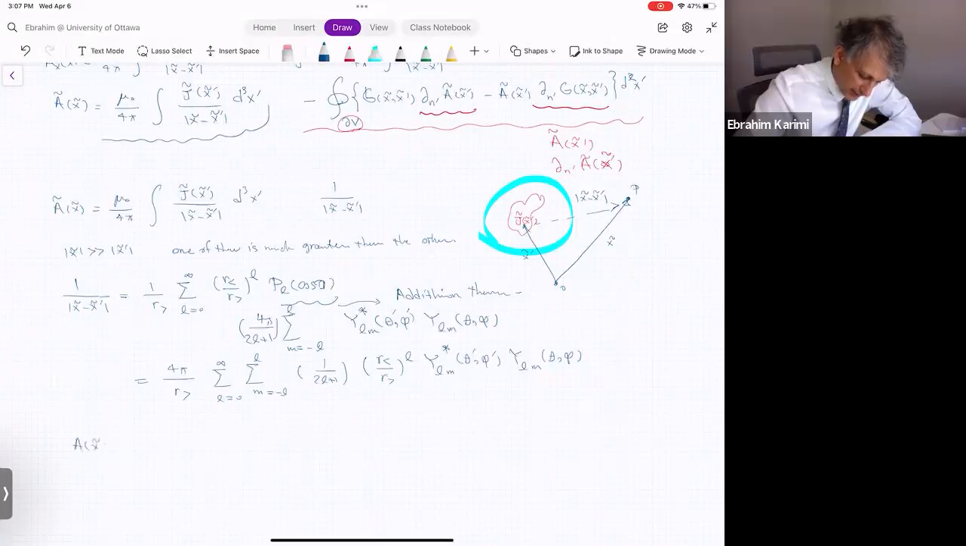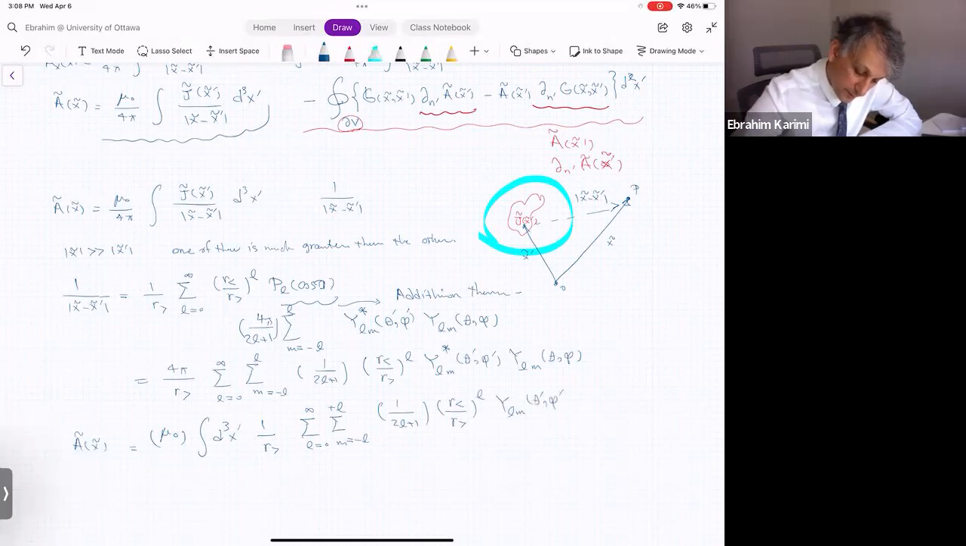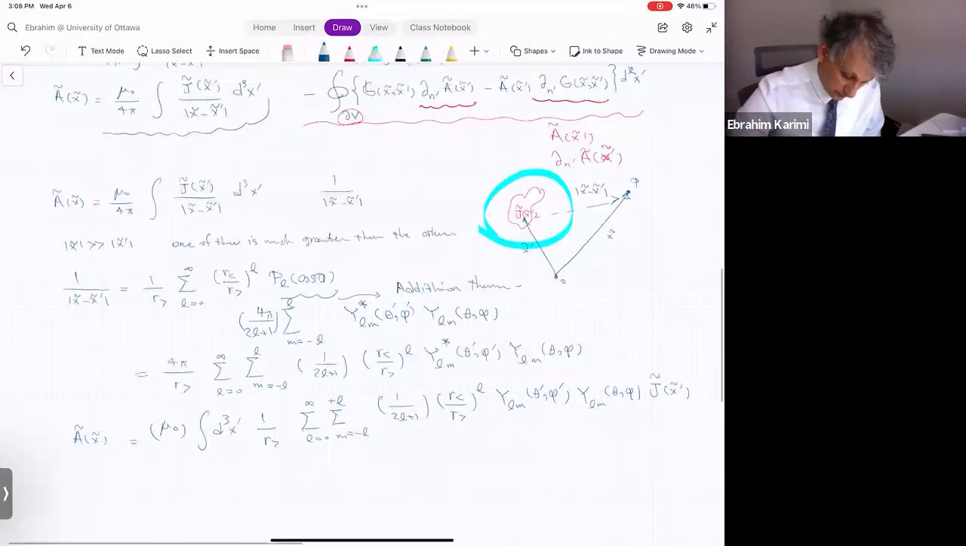So then we have A of x equal to mu 0. The 4 pi goes away because it is in the denominator. Then we have 1 divided by r greater. I have to be careful, so let's write it this way: the integral of d3x prime, 1 divided by r greater, the summation of L from 0 to infinity, the summation of M from minus L to L, 1 divided by 2L plus 1, r smaller over r greater to the power of L, Y_LM of theta prime and phi prime, Y_LM of theta and phi. Then we have the current, which is J of x prime. Okay, clear?